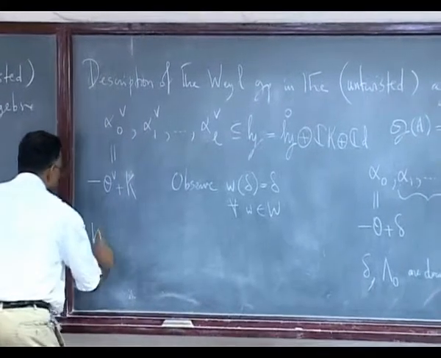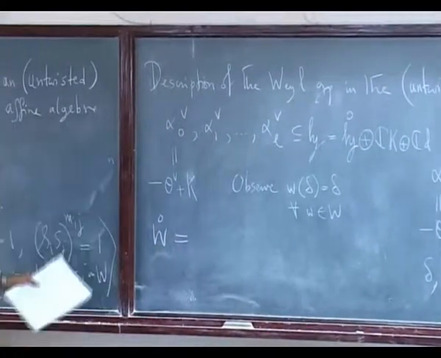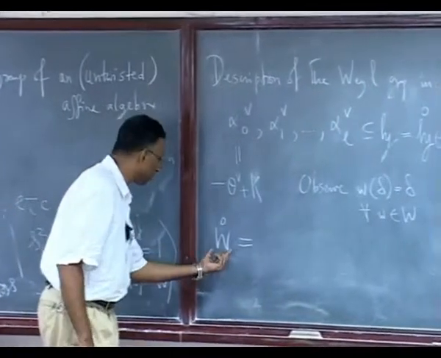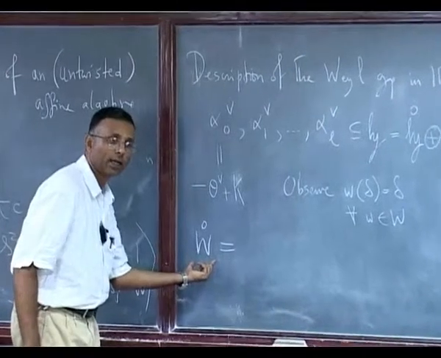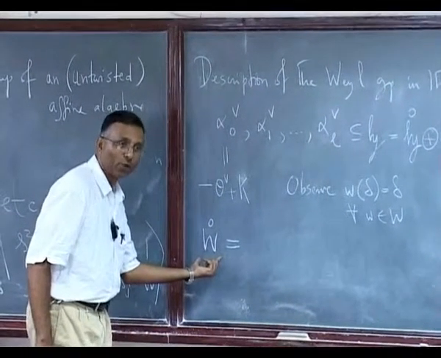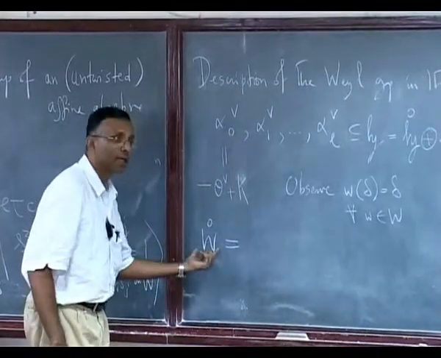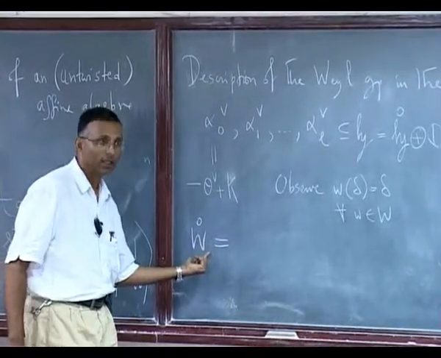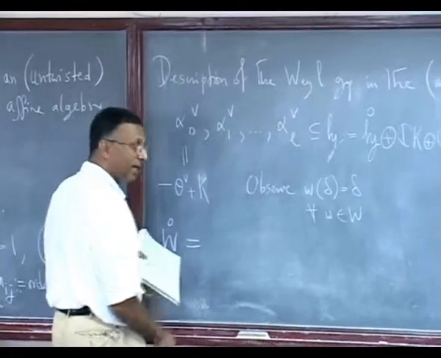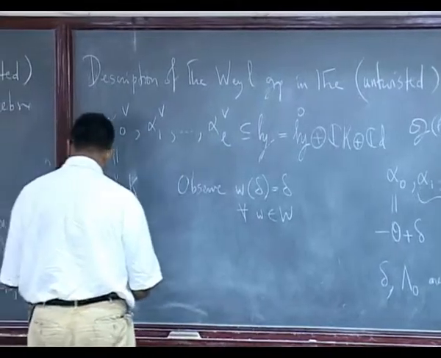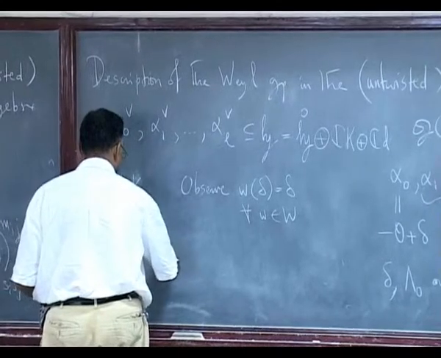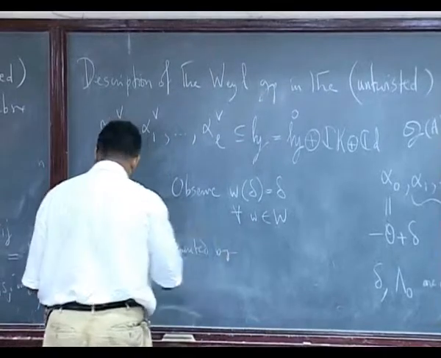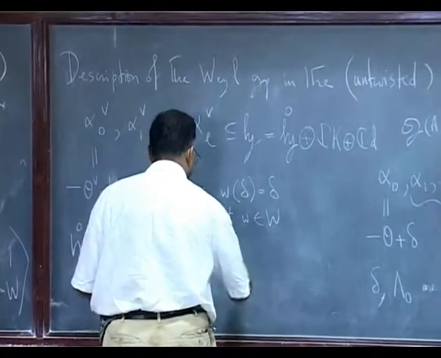And I define the underlying W naught as follows. You might say this is bad notation because this should represent the underlying Weil group of the finite dimensional algebra, but actually I'll define it in a different way and then show that the notation is justified. So this by definition is the subgroup generated by S1 through Sn.